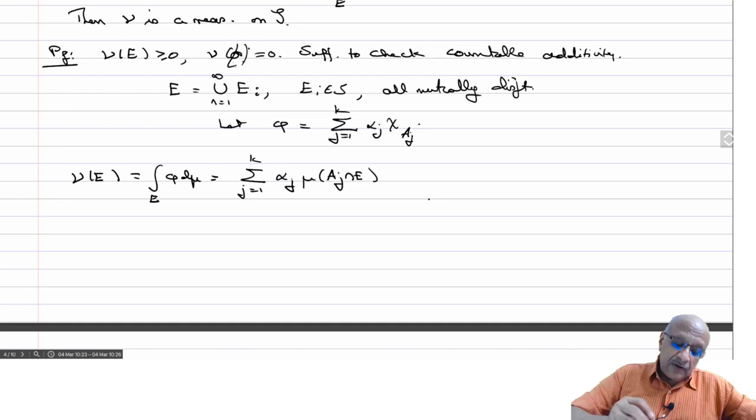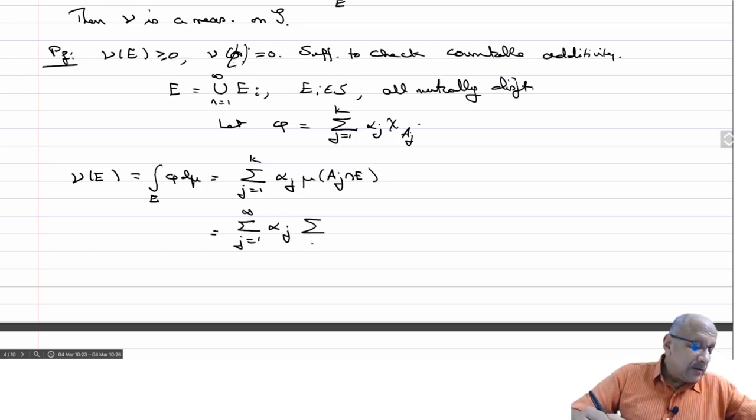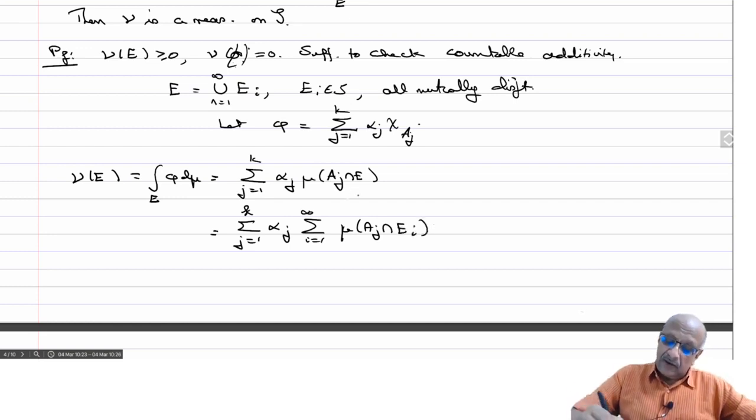Now E is the disjoint union of the E_i's, and so mu of A_j intersection E can be written as the sum over i equals 1 to infinity of mu of A_j intersection E_i. That is just because of the countable additivity of the measure. And now you have one finite sum and one infinite sum, all non-negative. Anyway, you can easily change the order of the summation.